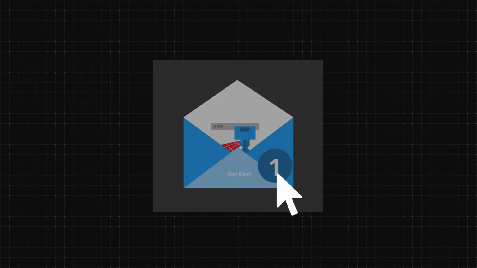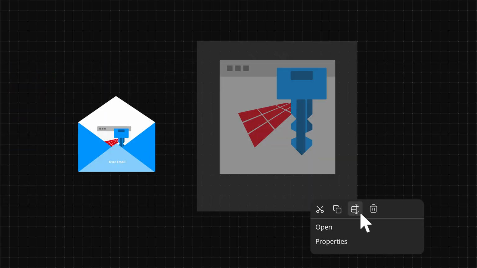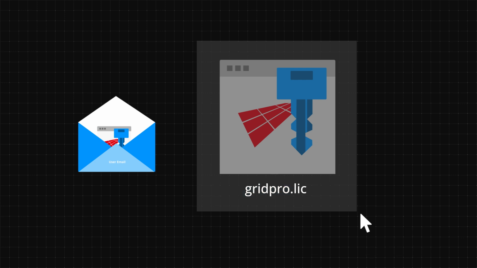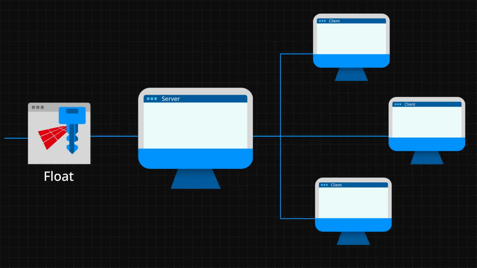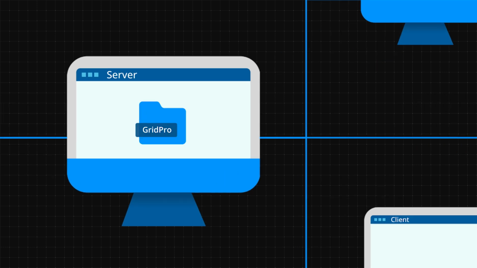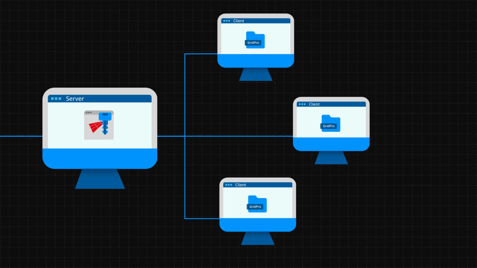Once you obtain the license file, rename it to gridpro.lic and copy it to GridPro's lc_mngr folder in the server and in the client machines.